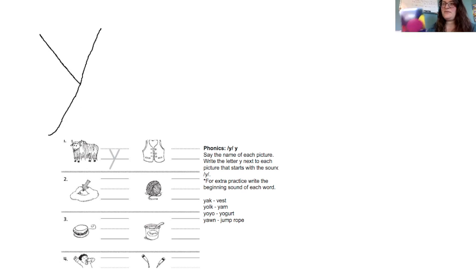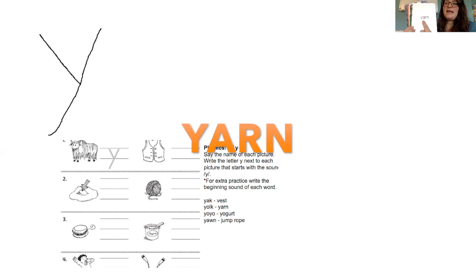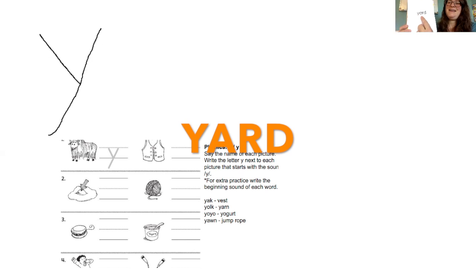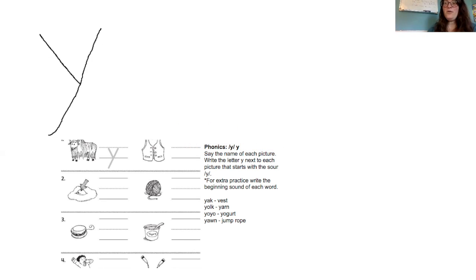The next one I have is very colorful. Yarn. See what I'm saying? The beginning of yarn. I'm making that Y sound. Now let's see how they spelled yarn. Y-A-R-N. Yarn. The next is a beautiful yard. Yard. Do you hear the Y at the beginning of yard? Let's check and make sure. Y-A-R-D. Yes. Oh, and I just said another one. Yes. Maybe you were thinking of that too.